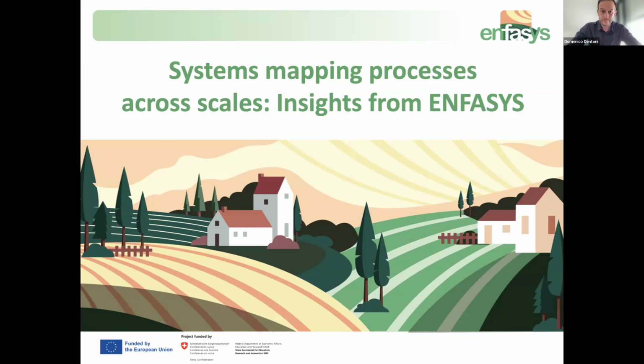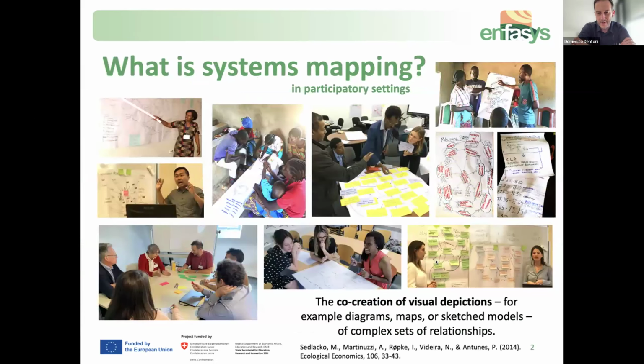So first of all, what is systems mapping? Systems mapping is, broadly speaking, the co-creation of visual depictions of complex sets of relationships, meaning drawing systems, really. In participatory settings, in particular, it entails the co-creation. That means that it's not just one analyst that draws a set of relationships based on the literature or based on their own expertise, but it's about bringing together the voices of different stakeholders and together drawing what could be a wide variety of diagrams, maps, sketched models. There is a background in fairly all scientific literatures on systems mapping, ranging from engineering to arts and humanities.